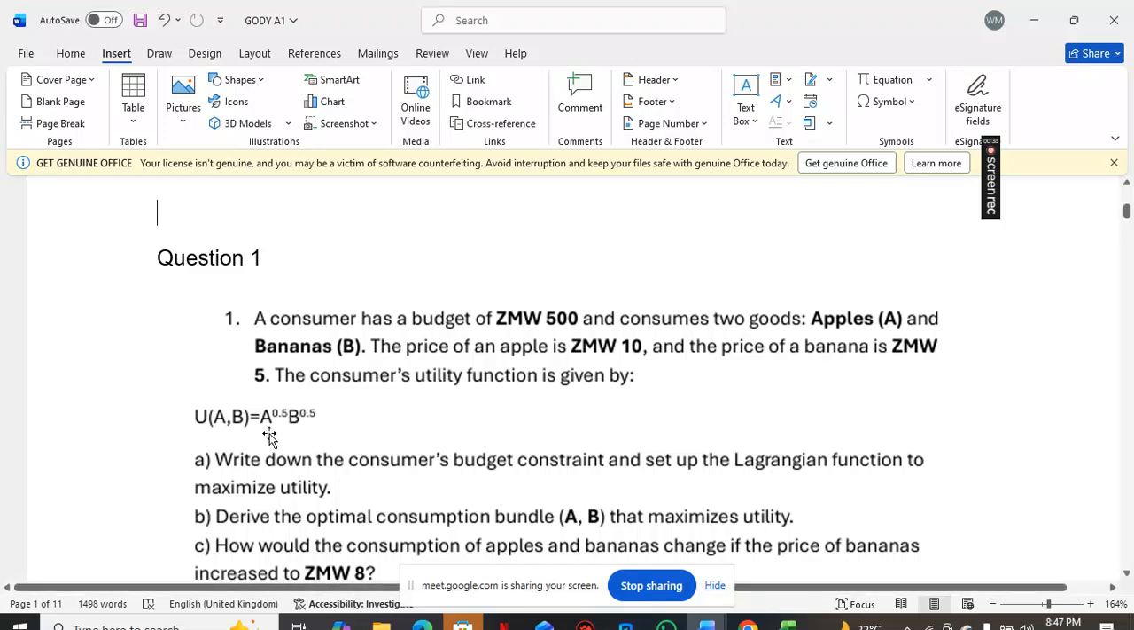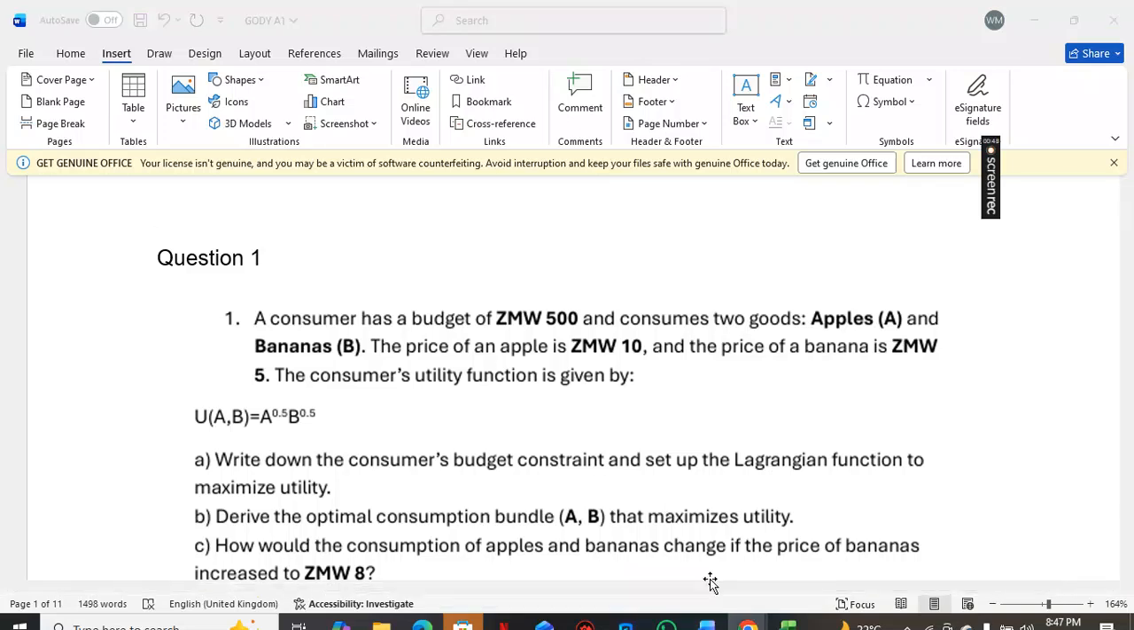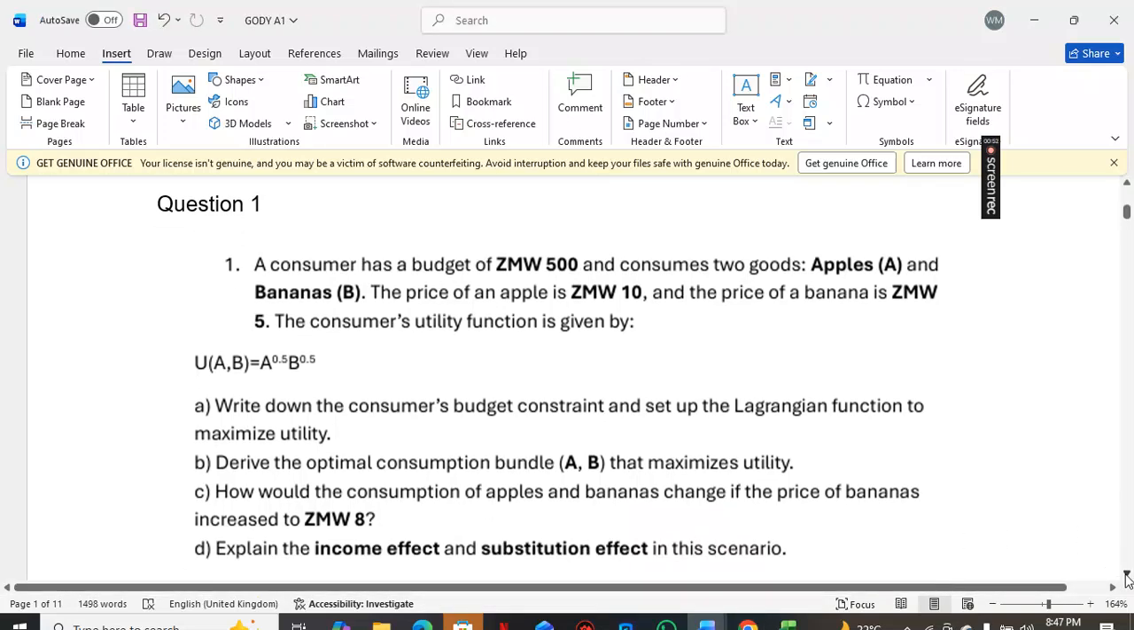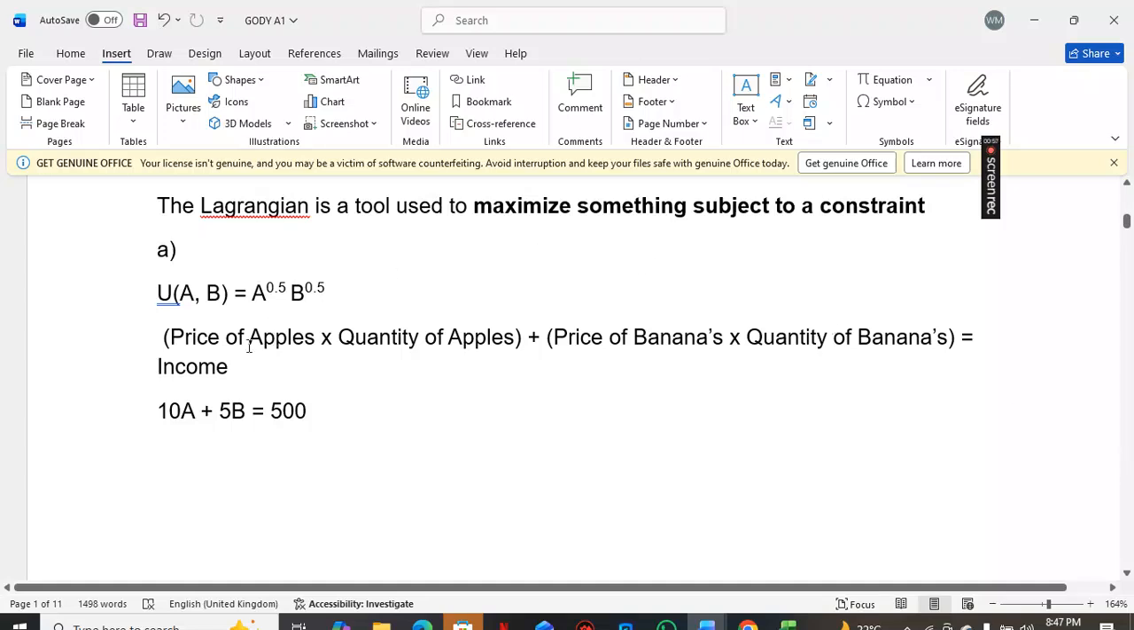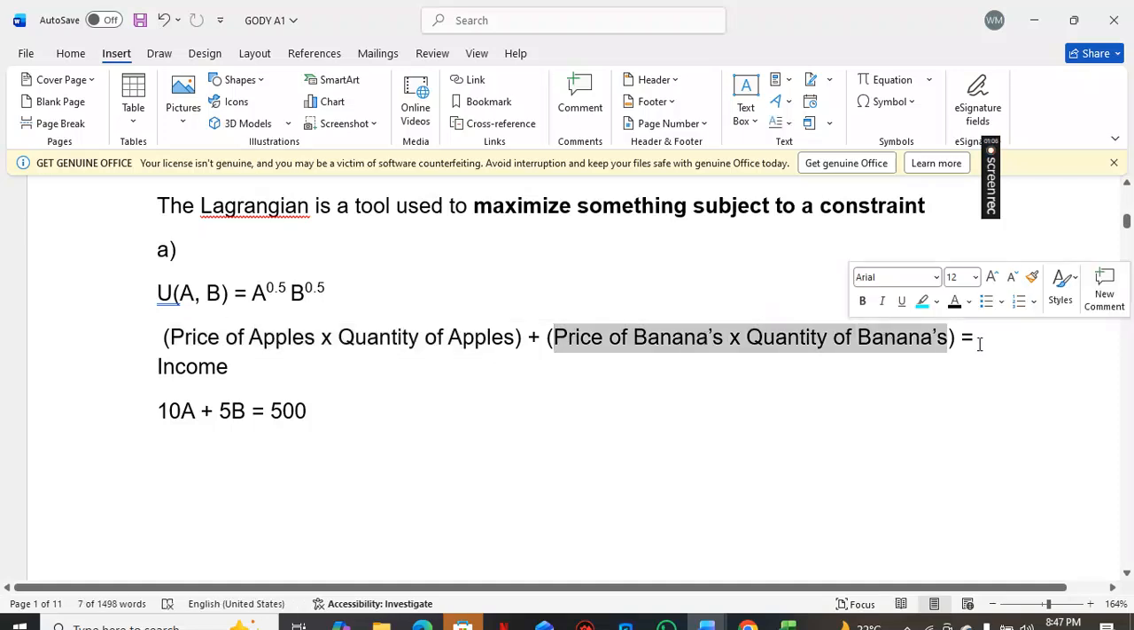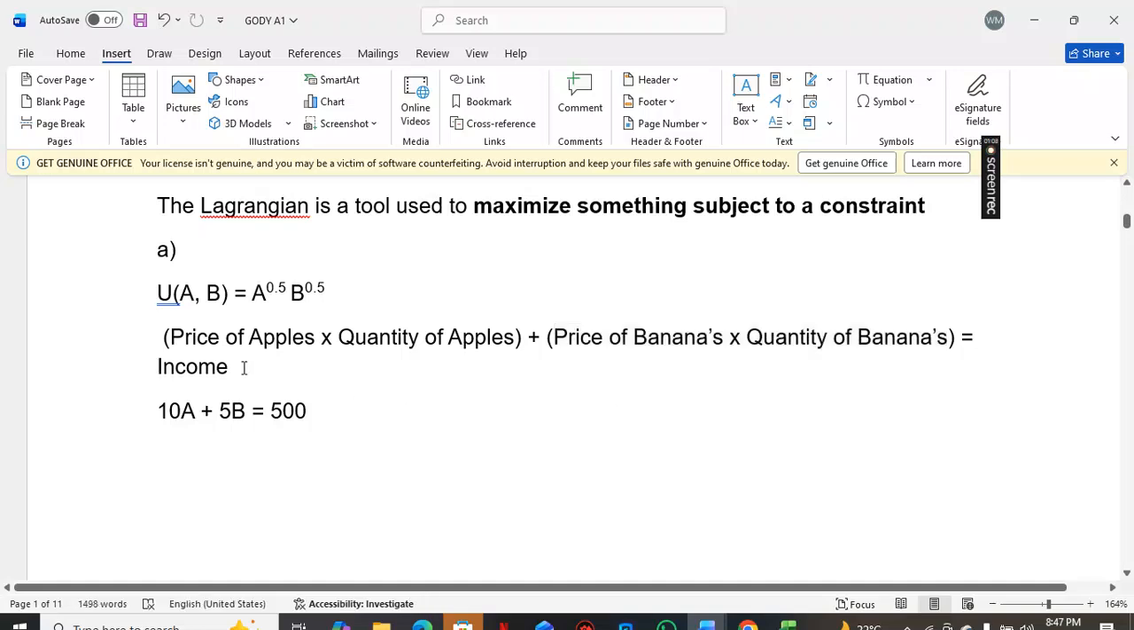So, part A: write down the consumer's budget constraint and set up the Lagrangian function to maximize utility. First things first, the budget constraint. All right, here it is. Price of apples times quantity of apples plus the price of bananas times the quantity of bananas equals your income.